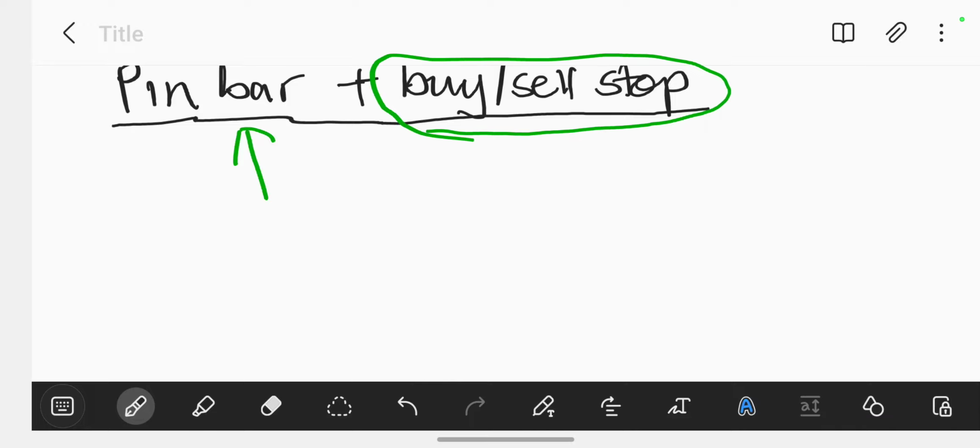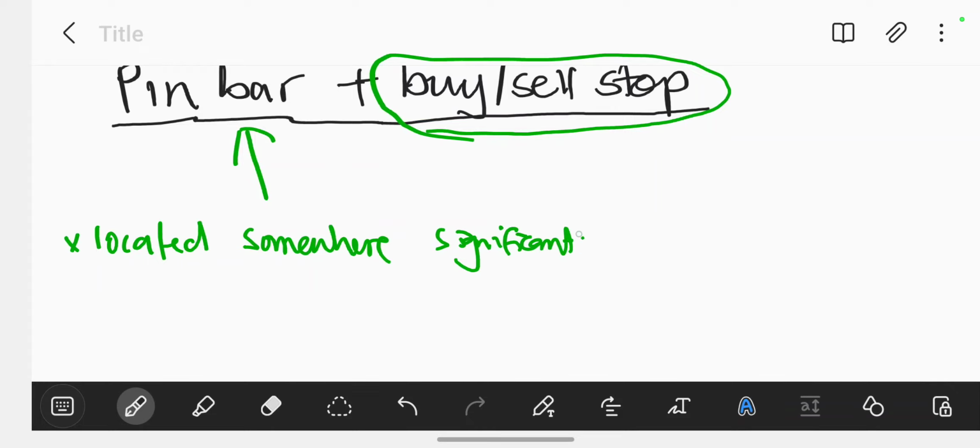One thing you need to understand: this does not change the main thing here. Remember I said pin bars, the only ones that we can think of buying or selling are those that must be located somewhere significant. I hope you still remember those significant areas where we can think of executing the pin bars.